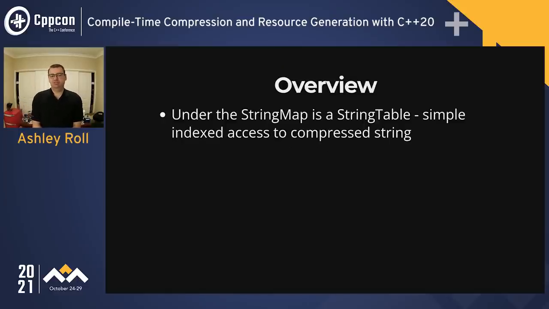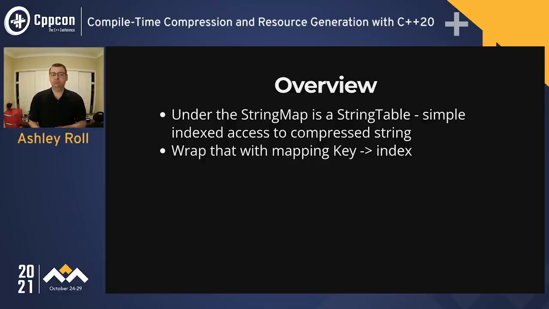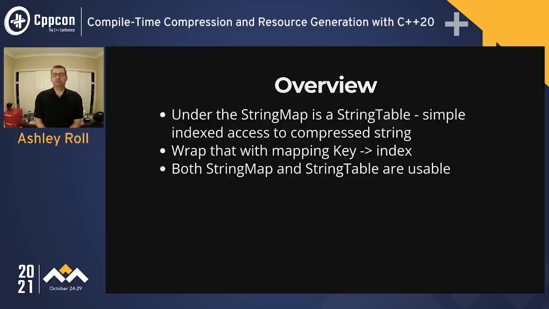Underneath the string map is actually a string table, which is a simple indexed access into a compressed string. So it's all of that except rather than having a value type on top of it, it's just a simple integer. And we wrap that. So this is an example of combining multiple layers of library tooling. We wrap the simple table, the simple string, with some more metadata that allows us to map our input key into an index. Both the string map and string table are usable in the library as first class objects.